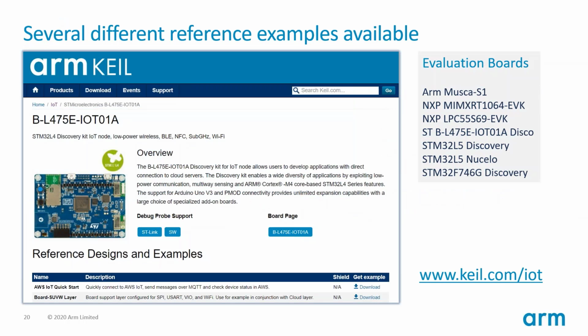We have for the IoT kits several reference examples available. This is shown on keil.com IoT. You can pick reference examples for various evaluation boards. We have here a list. This includes the Arm Musca board, which is an Arm test chip, several NXP and several ST chips. We are going to work with the industry to extend the offering on the evaluation board so that you have actually more reference examples available that you can then simply download and explore.